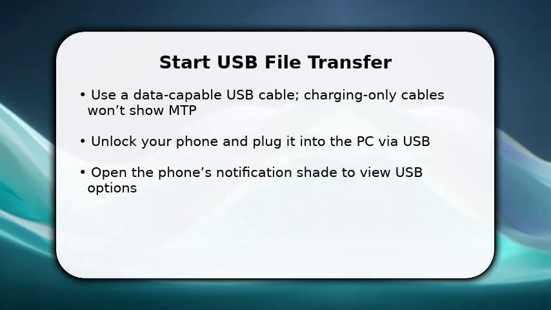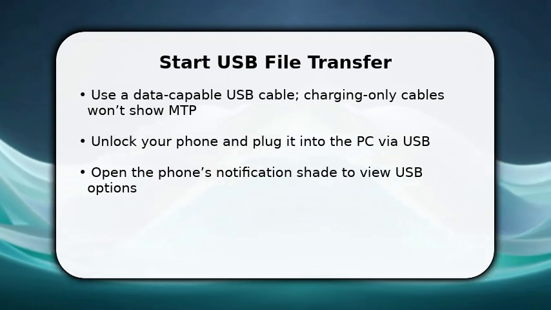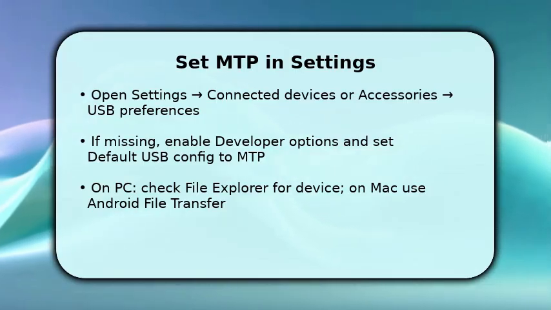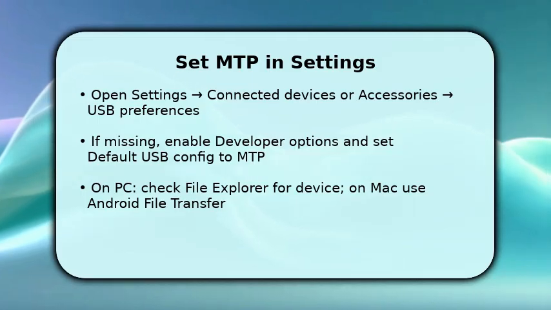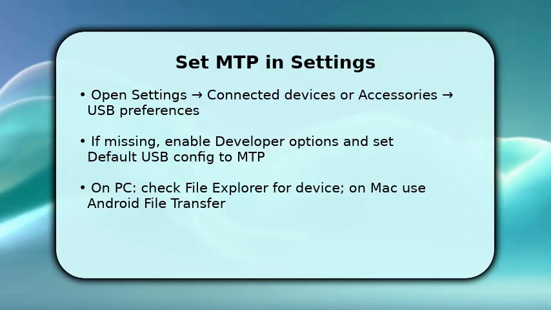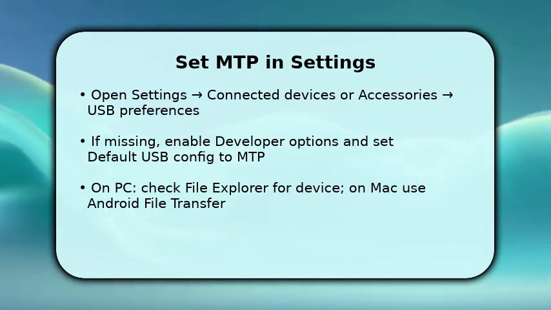Make sure the cable is fully seated and your screen stays unlocked while the OS establishes the connection. If the notification route doesn't appear, go into Settings and locate Connected Devices or USB Preferences and explicitly select Transfer Files, MTP. If that option is hidden, enable Developer Options by tapping build number 7 times, then set default USB configuration to MTP. This forces file transfer mode every time you connect.